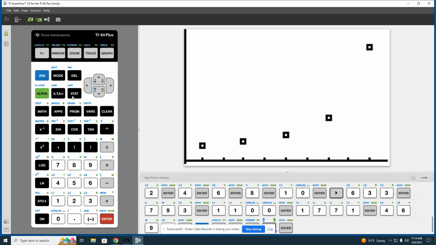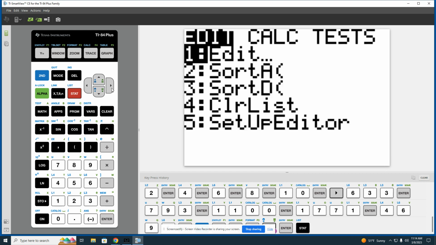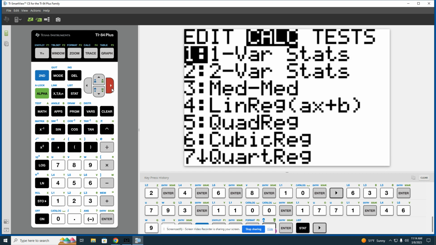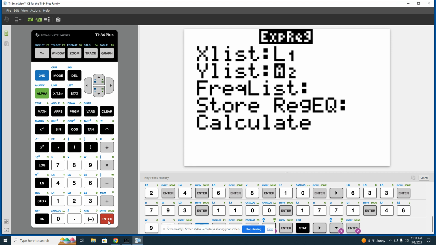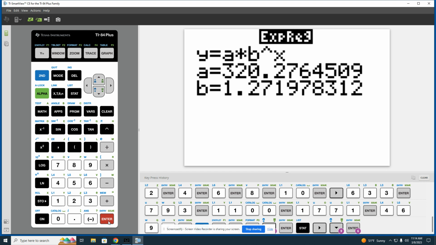Where do I go? Stat, then Calculate, and I'm going to go find ExpReg, all the way down here at 0. Push enter a bunch until it gives me my equation, y equals a times b to the x power, and then we're going to do as good a job as we can rounding. Here's what I mean by this.